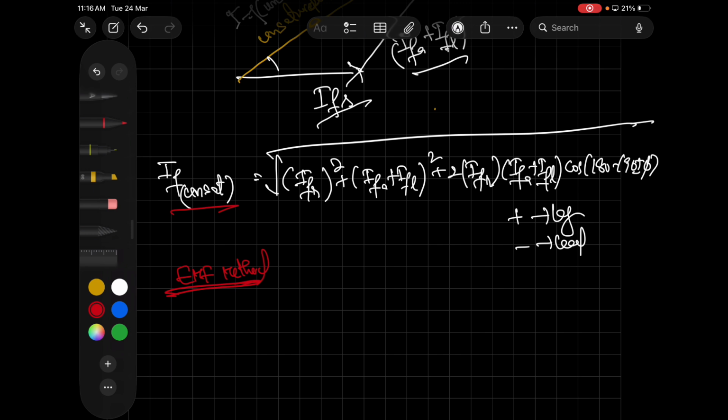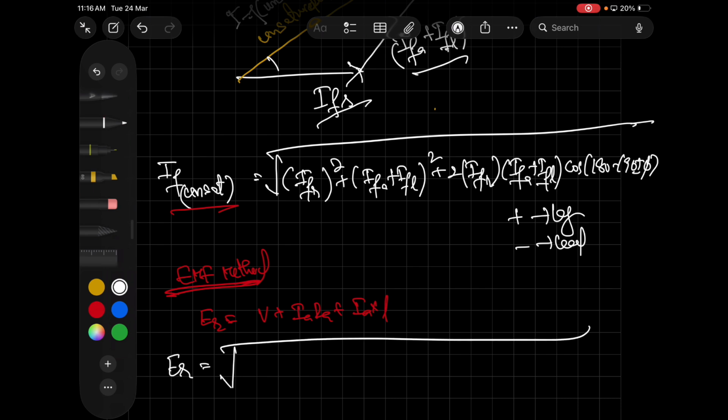Okay. So in the EMF method, what I am supposed to do here, I need to calculate ER. What is the formula for ER here? E equal to V plus IA RA plus IA into XL. If I want to convert into the phasor diagram here, then ER, this is not the final value, an intermediate value here. So the formula will be: under root of V phase cos phi plus IA RA whole square plus V phase sin phi plus or minus IA into XL whole square.